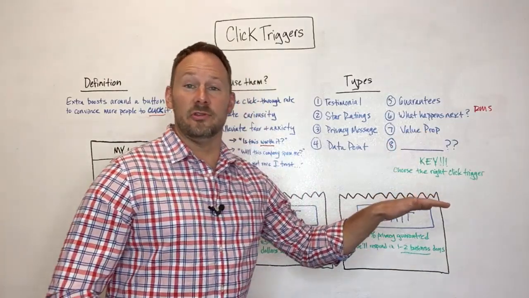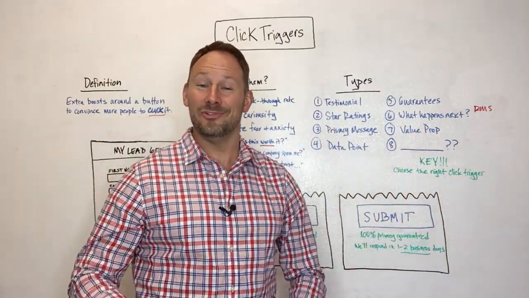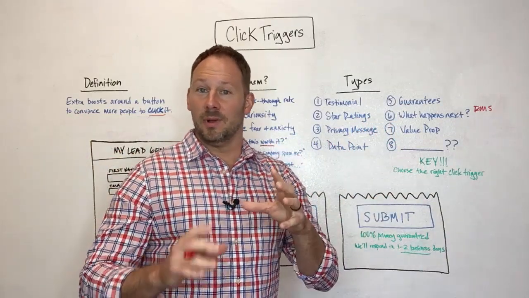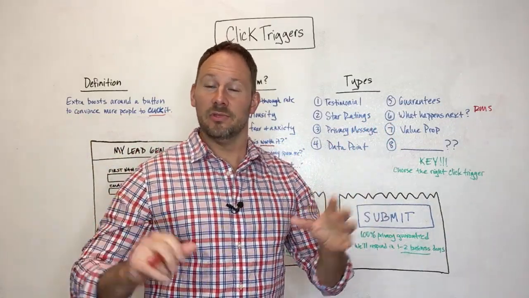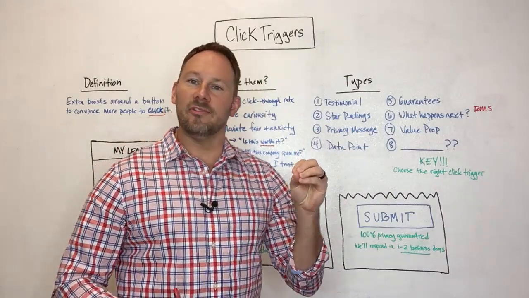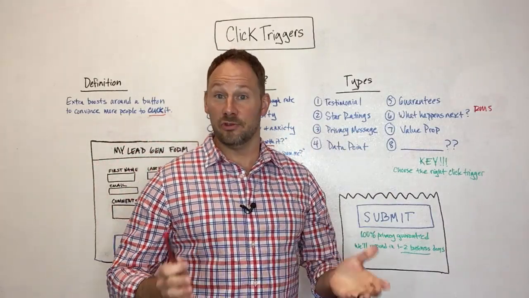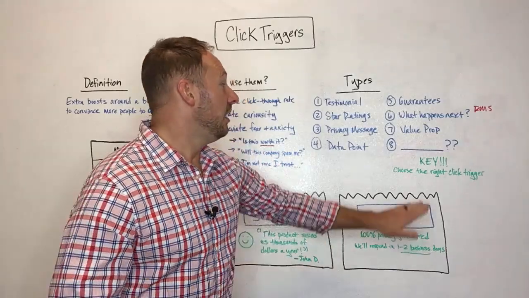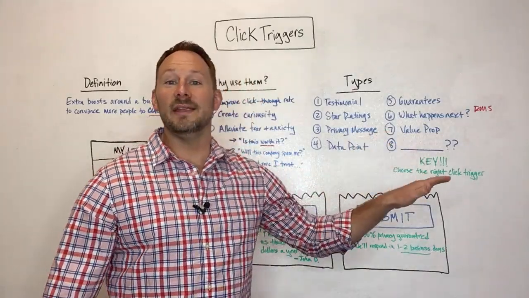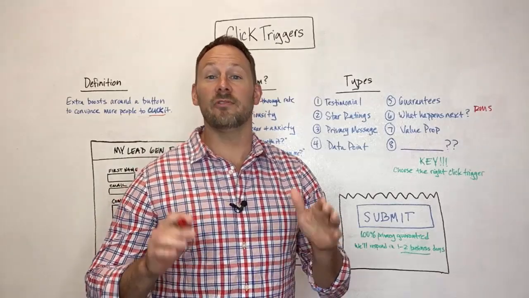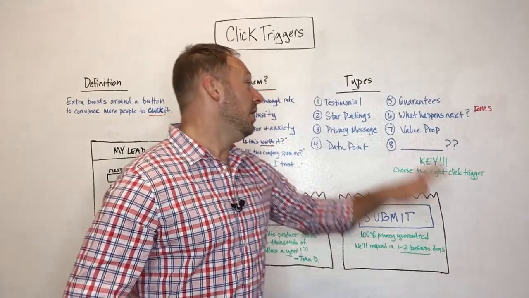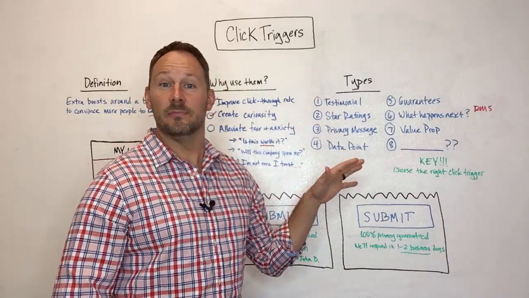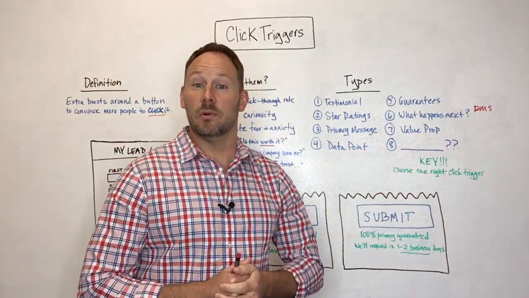Your value proposition, not everything in your value proposition. You don't want to throw all those pieces around the button. It may get a little dirty and messy with the design, but small pieces of your value proposition is a good thing. But the most important thing to remember in all of this is to choose the right click trigger for your business, for your product, for your service. You don't want to use everything. You want to maybe use a couple pieces of them that's relevant to what you think would work best.